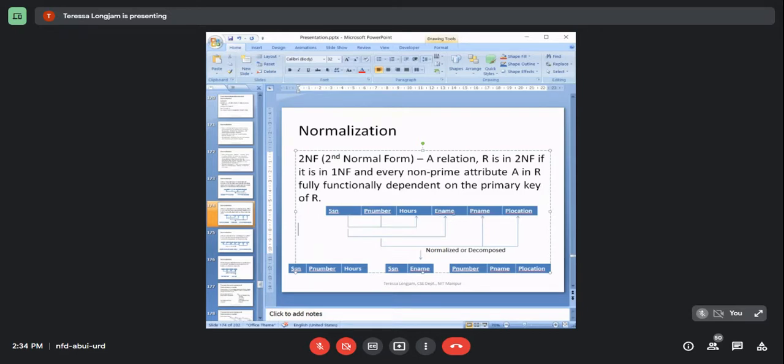Okay, so ename is depending on SSN, isn't it? Pname, p location is depending on p number. That means by using this particular partial dependency, we can make it.